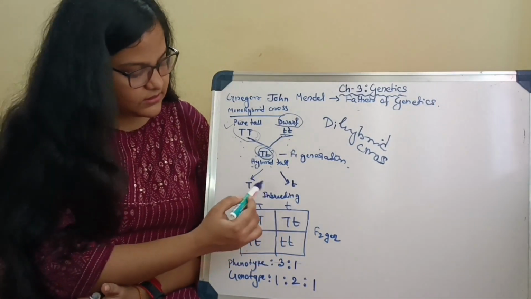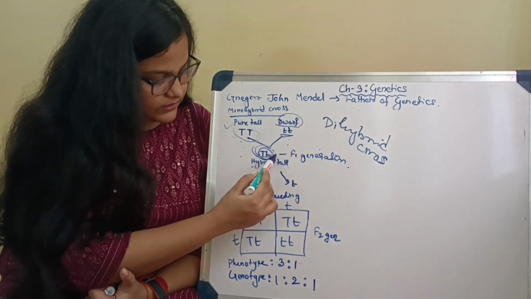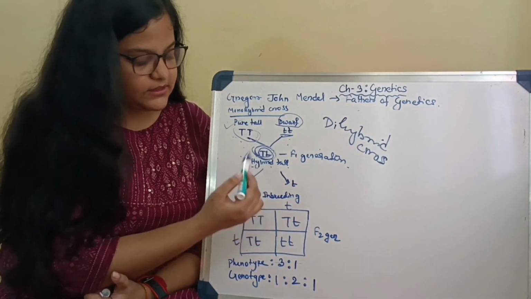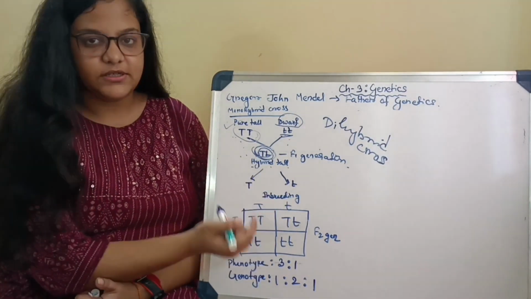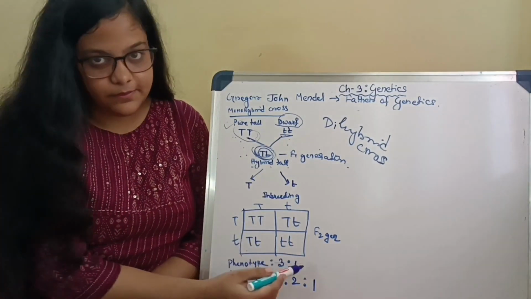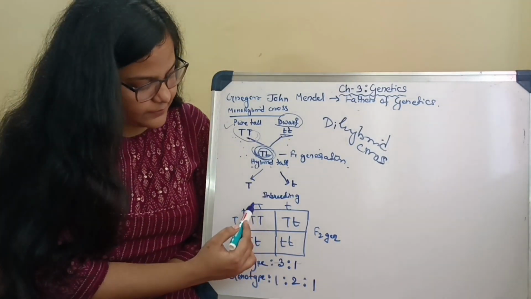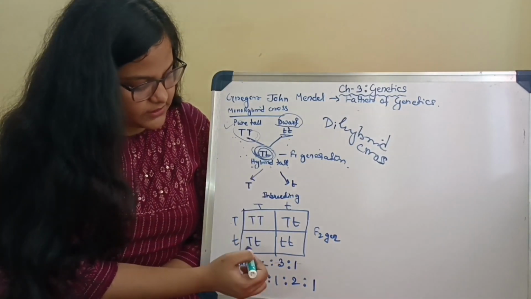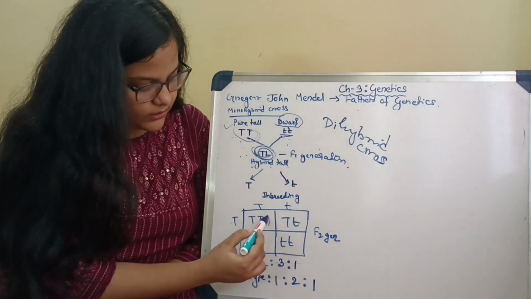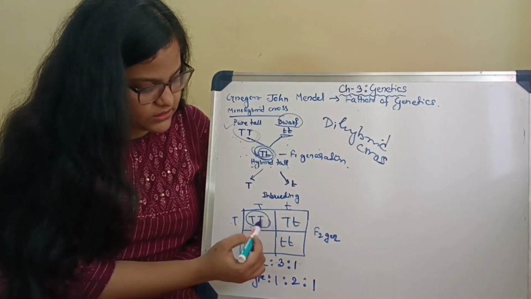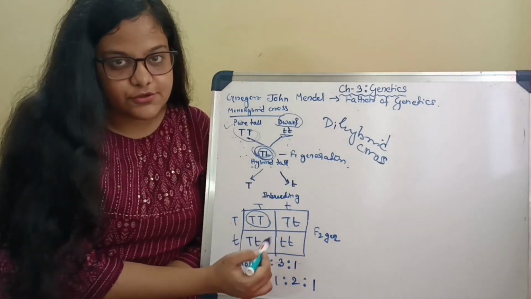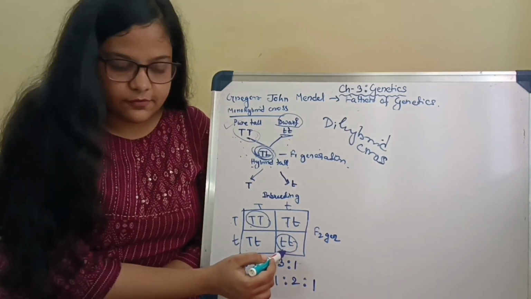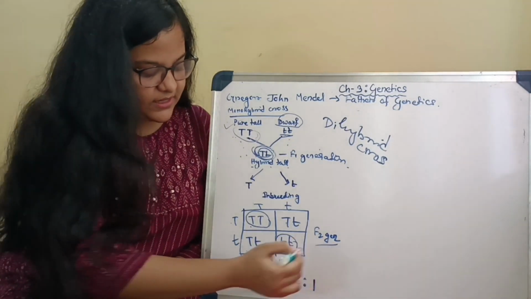That is, let us interbreed the heterozygous tall plant with another heterozygous tall plant. So let us form the Punnett square here. Here we get the capital T and the small t, capital T and the small t. After the Punnett square is formed, we get one homozygous tall plant, two heterozygous tall plants, and one homozygous dwarf plant. This is also known as the F2 generation.